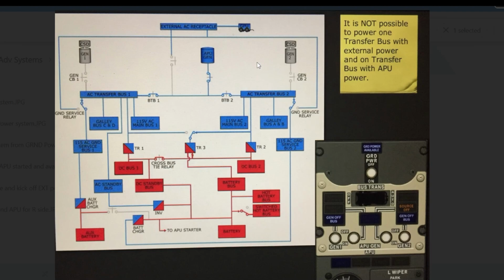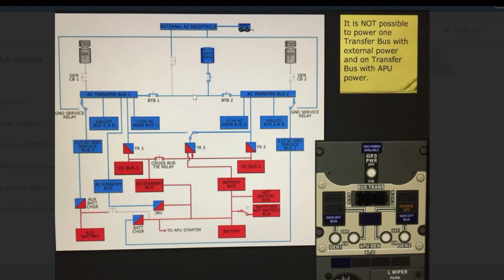So this is not a parallel system, so only one thing can ever be supplying power to a bus or any component. So we see here that the ground power, I hope you can see my cursor, connects here in between the two transfer buses, and the APU also connects here between the two transfer buses. The question is, why can't we have our ground power here flowing to AC transfer bus 1, and APU flowing to the AC transfer bus 2?